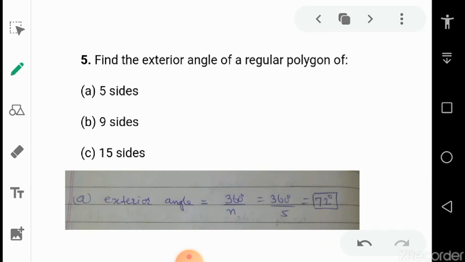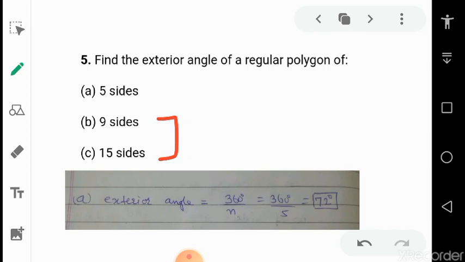Okay, for first, it is a 5-sided polygon, it means it is a pentagon. So we will divide 360 degree by n. N is 5, so 360 degree upon 5 is 72 degree. Okay, now you will solve the remaining parts B and C by yourself.